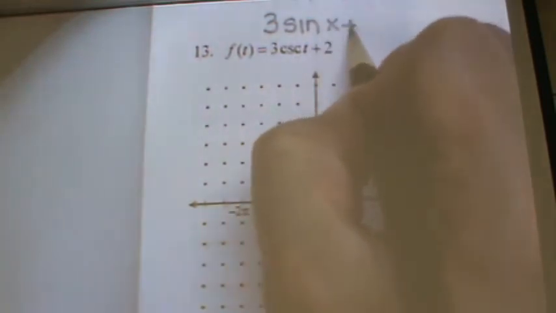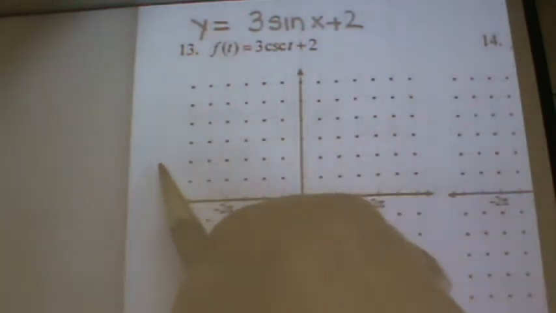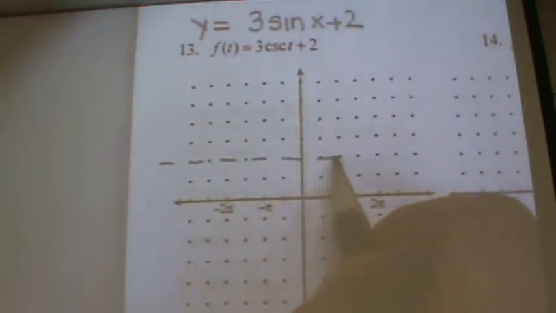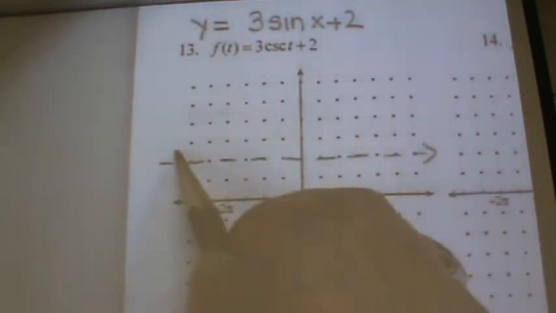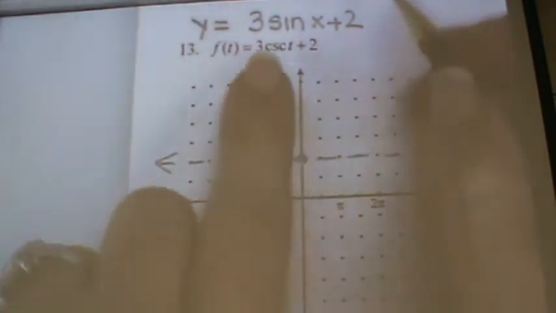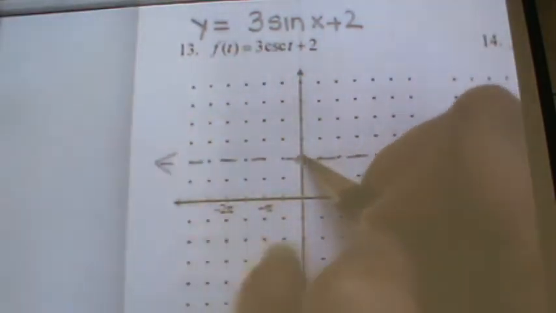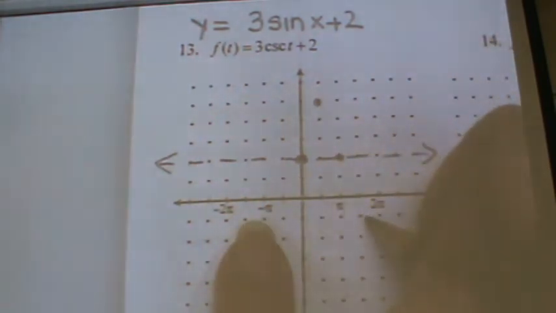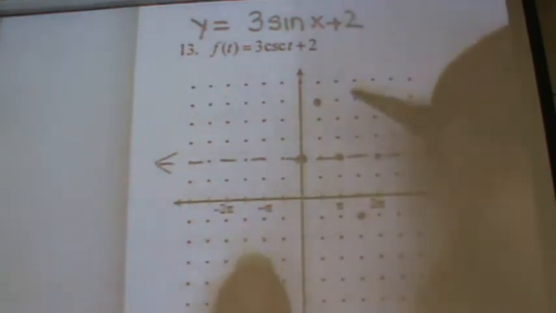Number 13. Where do I start? y equals 3 sine x plus 2. So tell me what to do. I want a good graph. Start at 2. And you start from the middle. You're gonna start here, you gotta know what the sine curve looks like. What does the sine curve look like with a 3? Up 3. You're gonna go up 3, back on, on. So it looks like this.